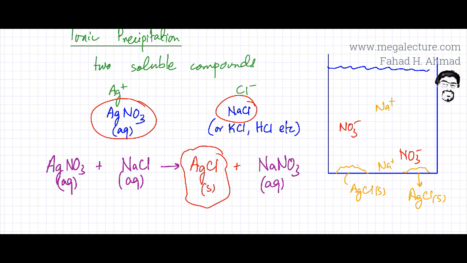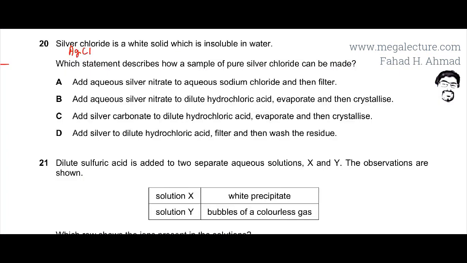Now let's go back to our question, and let's read the question again. Which statement describes how a pure sample of silver chloride can be made? So the first one is exactly the example that we did. Silver nitrate, mix it with sodium chloride, and you can get a precipitate of AgCl, which is going to be solid, and you're going to filter it out. So option A looks perfectly correct. But also let's explore the other options.